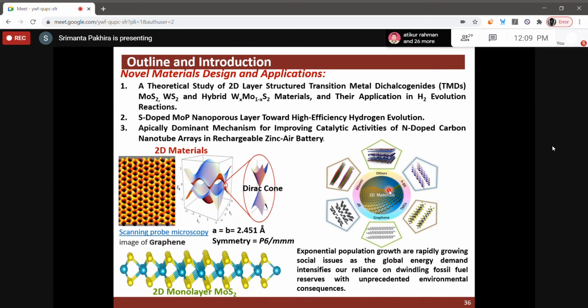Another thing is that we have to find green energy sources, because when you burn petrol, diesel, and coal, lots of carbon dioxide and greenhouse gases enter our environment, with lots of effects. The global energy demand intensifies our reliance on fossil fuel reserves with unprecedented environmental consequences, and overcoming this is one of the challenging tasks.